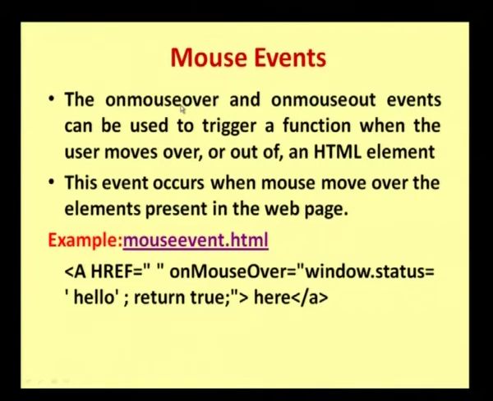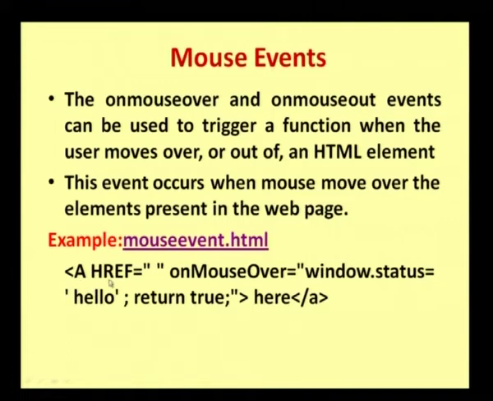The onmouseover and onmouseout events can be used to trigger a function when the user moves over or out of an HTML element. These events occur when the mouse moves over an element present in the web page. So let us see the example.